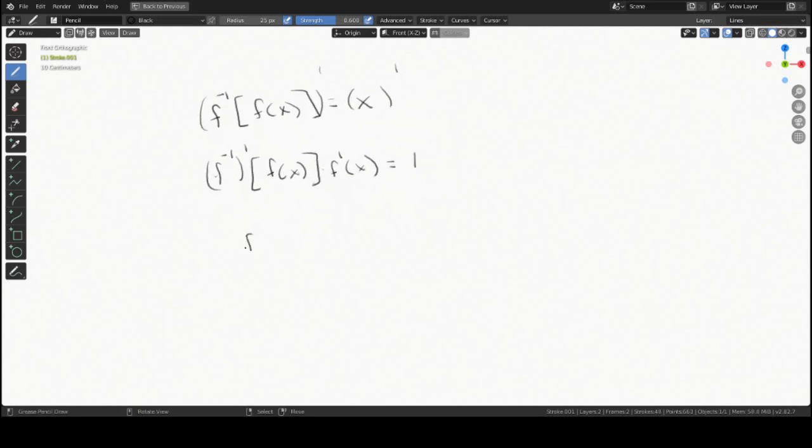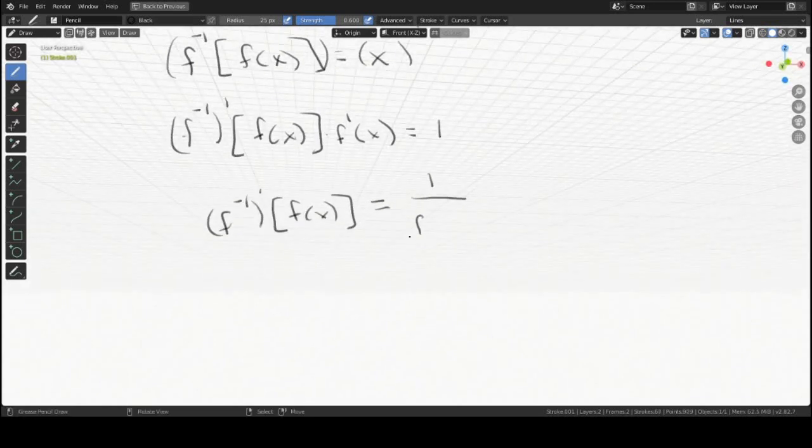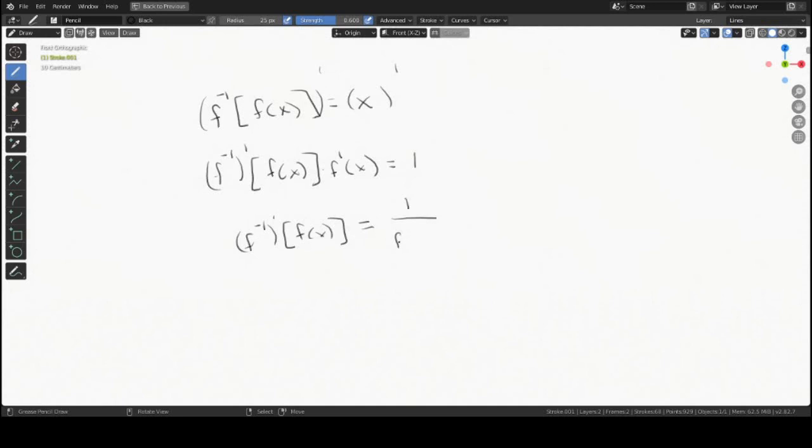So that'll give us that f inverse prime of f of x is simply equal to 1 divided by the original function's derivative, so 1 over f prime of x.